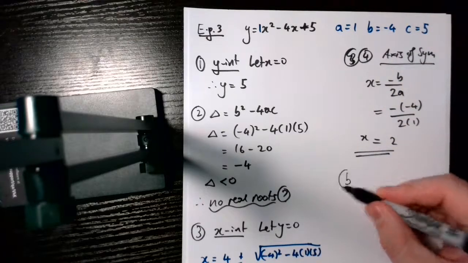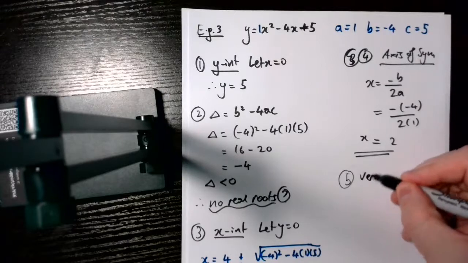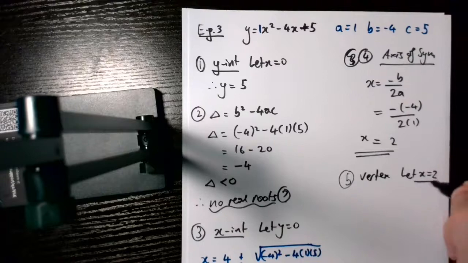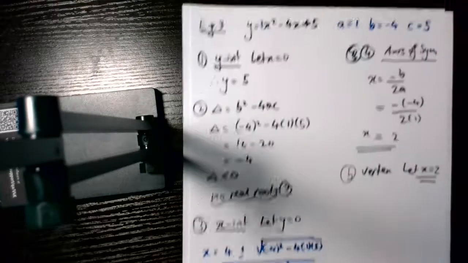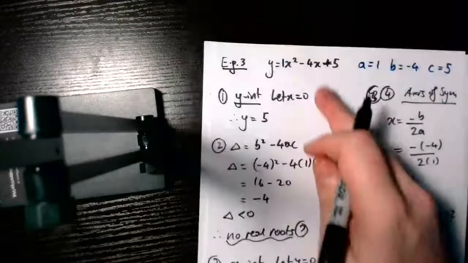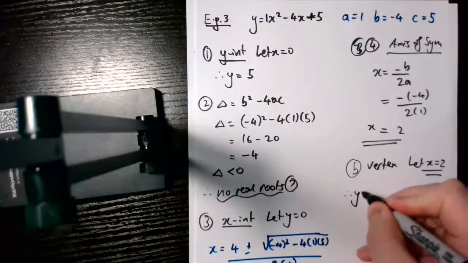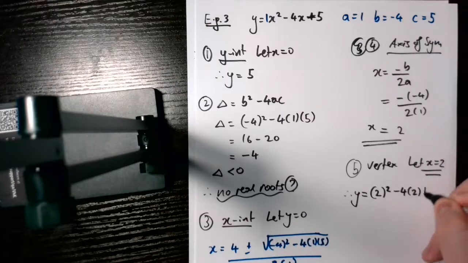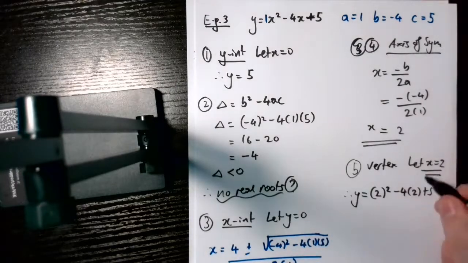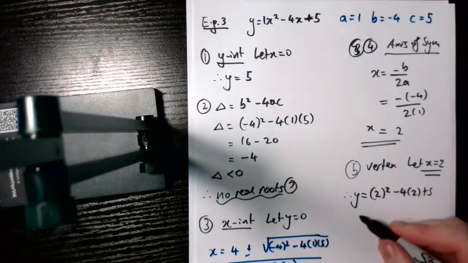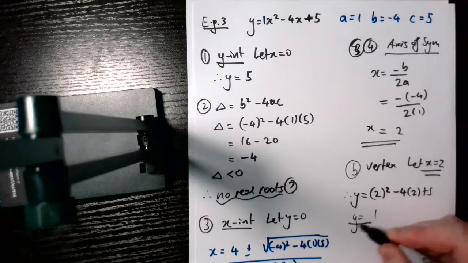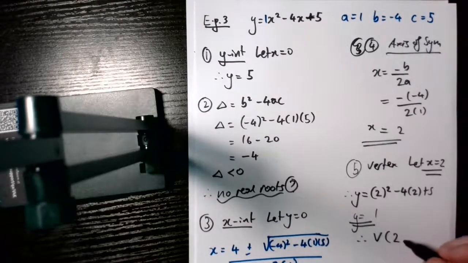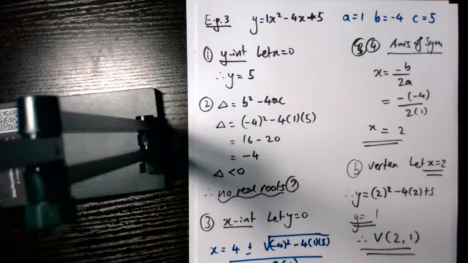And then for step 5, we want to find the coordinates of our vertex. So we let x equal 2, from that last point. We sub it into our original equation up here. Therefore, y equals 2 squared minus 4 times 2 plus 5. After you've done a little bit of simplification, you should figure out that your y value is equal to 1. So your vertex coordinates are equal to the point (2, 1). That's where the vertex of this parabola is.